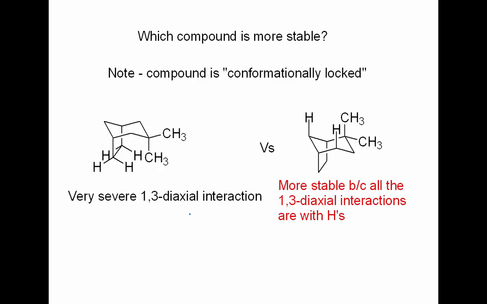We can't do a ring flip and get out of the fact that the CH2 bridge here is fused in an axial fashion. Okay, so the one on the right is more stable because the 1,3-diaxial interactions with hydrogens are not as severe as the 1,3-diaxial interactions with CH2 groups.